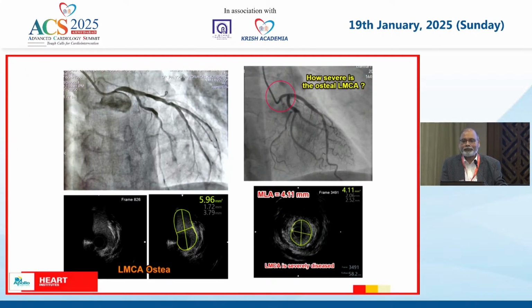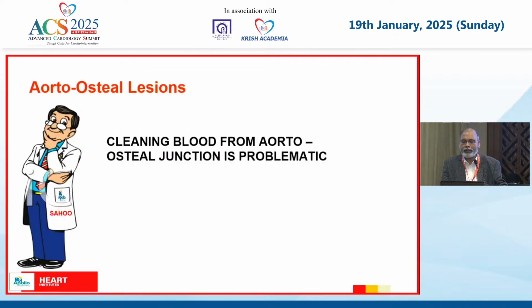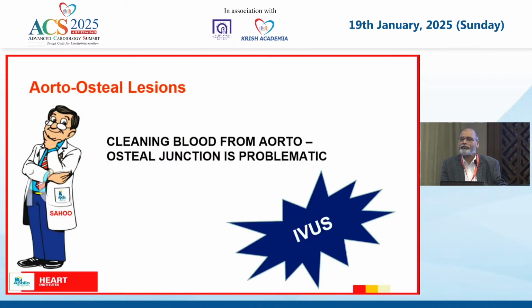Now here, supposing in this case, you might feel that the ostial lesion needs to be evaluated properly. For example, in this case, the MLA is 4.11. So this needs work, use a cutting balloon, and then go ahead. Clearing blood from the ostial junction is really difficult and problematic. So definitely IVUS is the choice when you're dealing with LMCA ostial lesions.